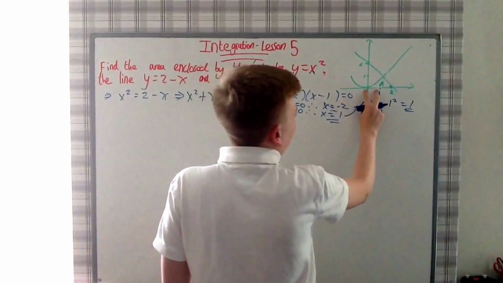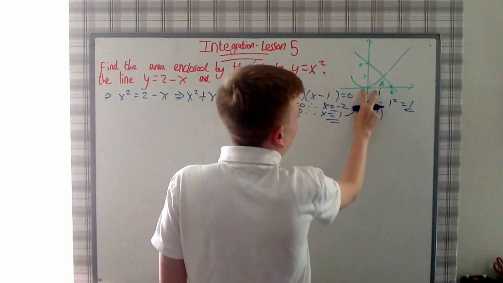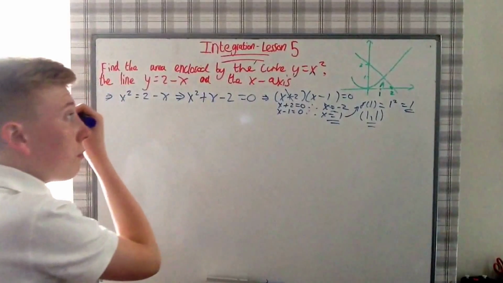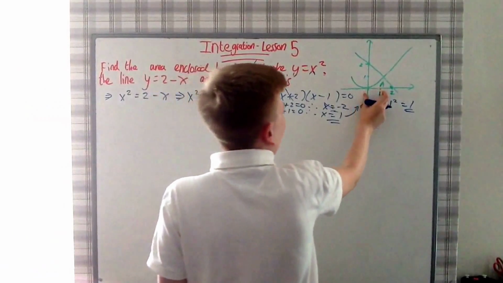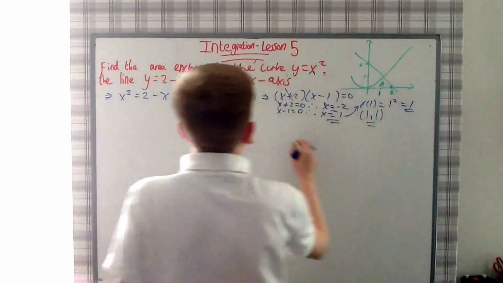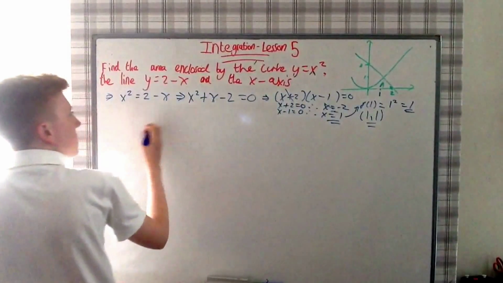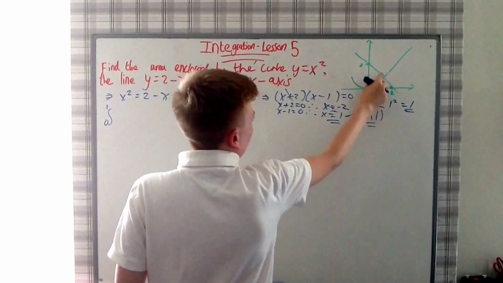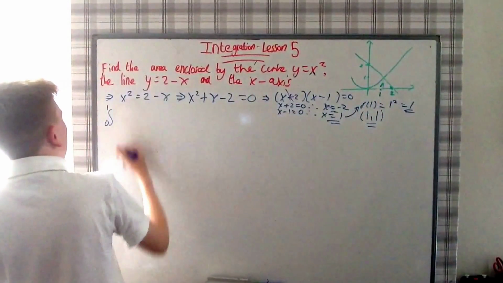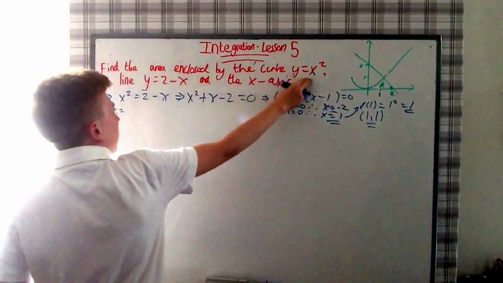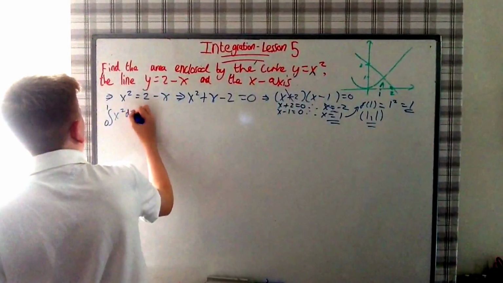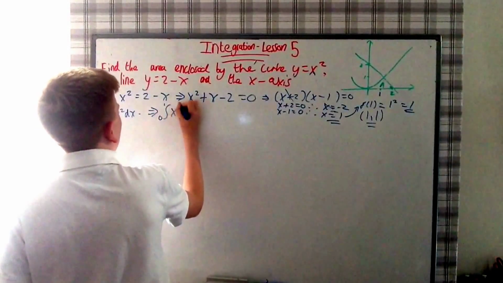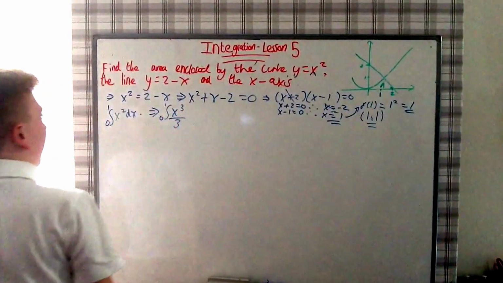Now, if we're looking at this area here, we're looking between where x is 0, the origin, and where x is 1. So we simply integrate between these two limits to find the area under the curve y equals x squared. So we're integrating between 0 and 1, which is the area under the curve. And we're integrating x squared, because that's the curve equation. So if we integrate x squared, we get x to the power 3 divided by our new power, 3.